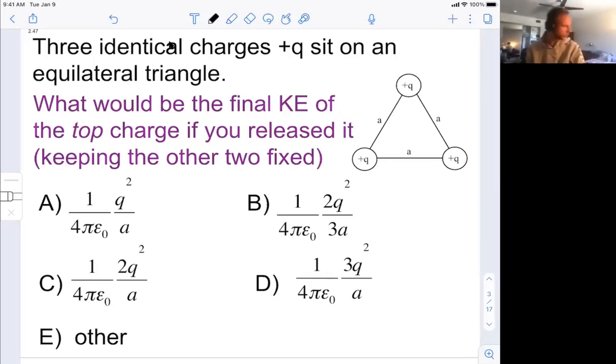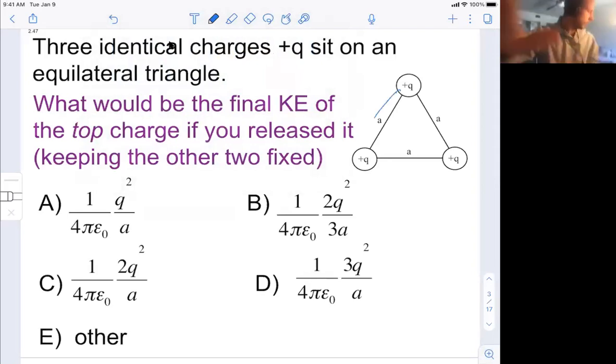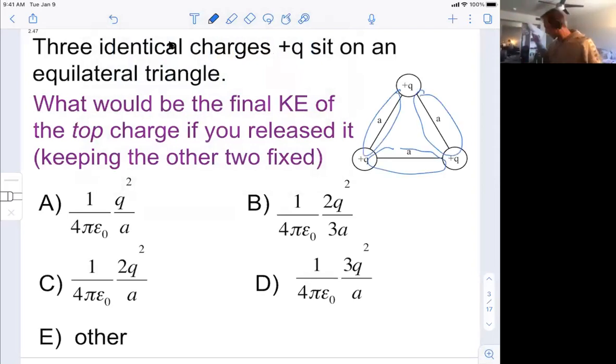There are three pairs. One pair is the energy stored between these two, and these two, and also these two. Each of them is 1 over 4 pi epsilon naught Q1 times Q2, so Q squared over the distance, which is A. Each of them is the same, so there are three sets. How much of that becomes the final kinetic energy of the top charge?